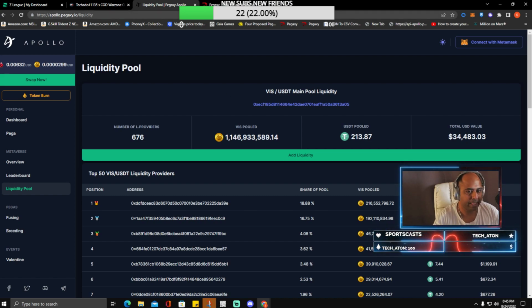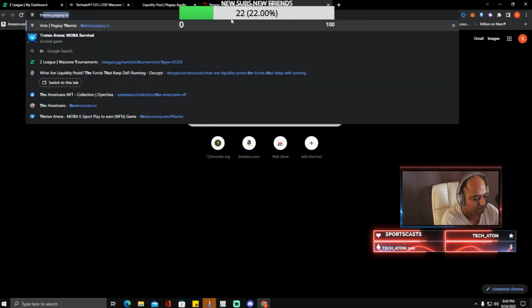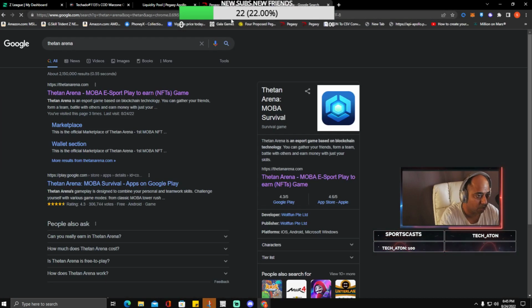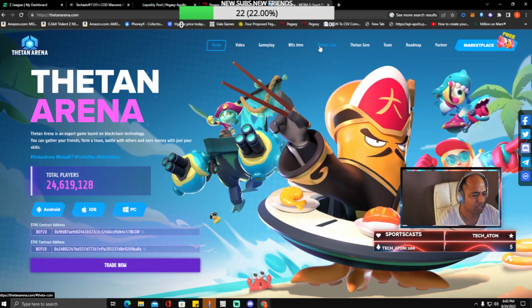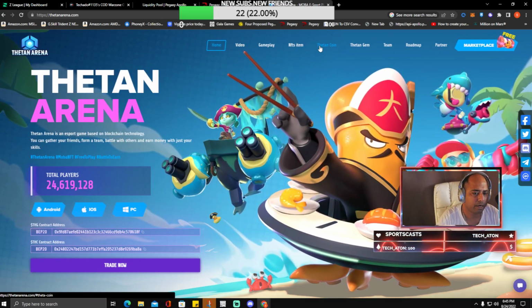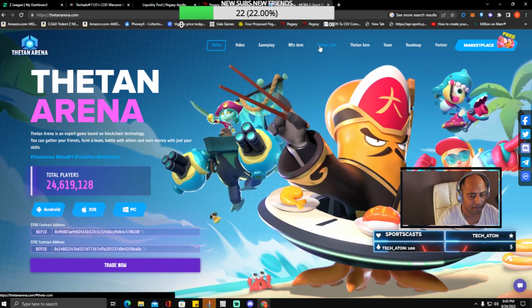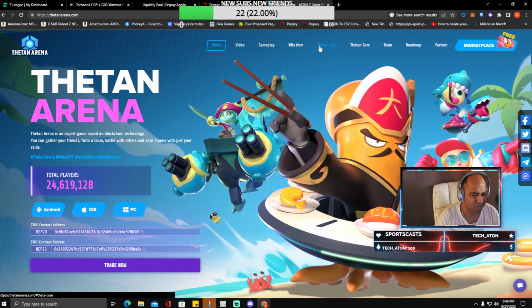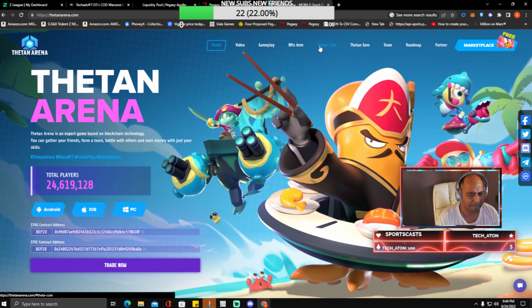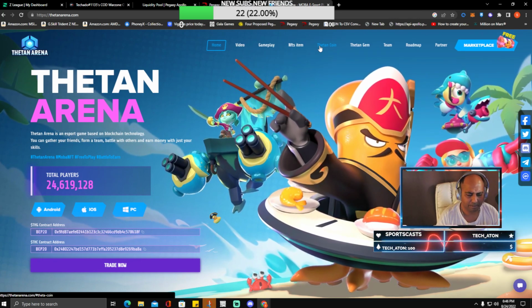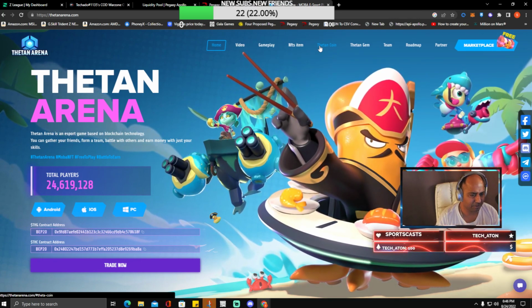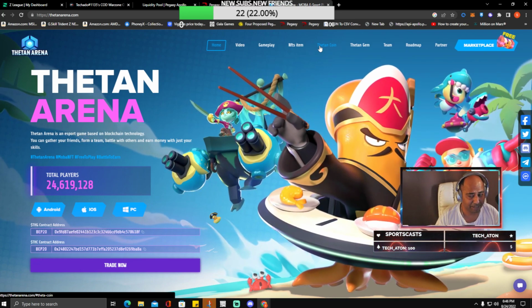The first way was actually done by Thetan. I don't know whether you guys know or not, this is Thetan Arena. Thetan Arena launched at the time when Pegaxy was at its high, and the token price was not that much, and they were doing good right in the beginning, but after that, their players' interest dropped. Otherwise, it's an amazing game, to be honest.